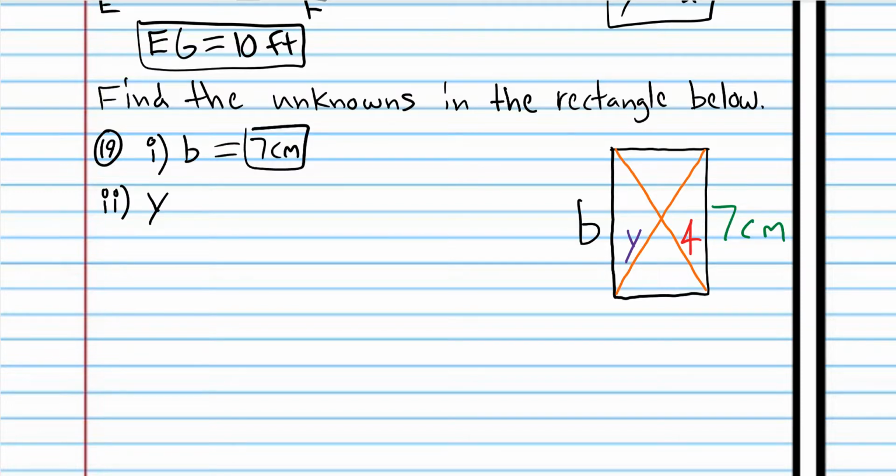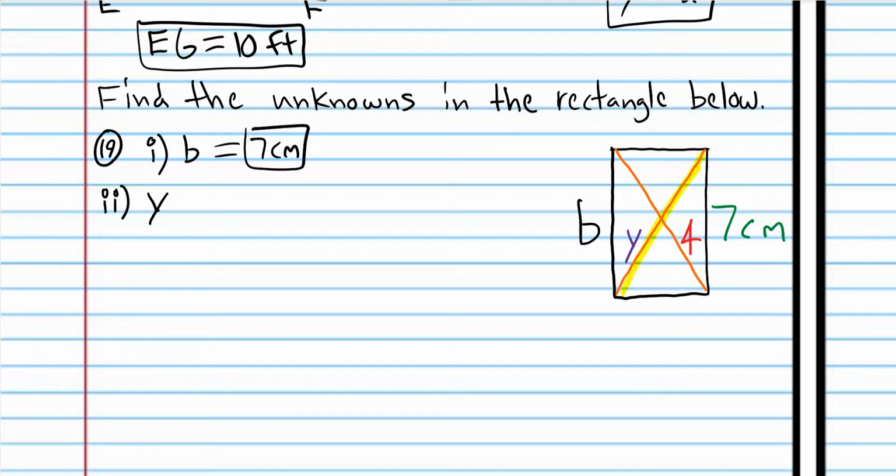Also, remember the diagonals of a parallelogram bisect each other. So this is a rectangle, which means it's a parallelogram, so they bisect each other. But that actually doesn't help us because we don't know the other side there. We have a theorem that tells us that the diagonals of a rectangle are congruent.